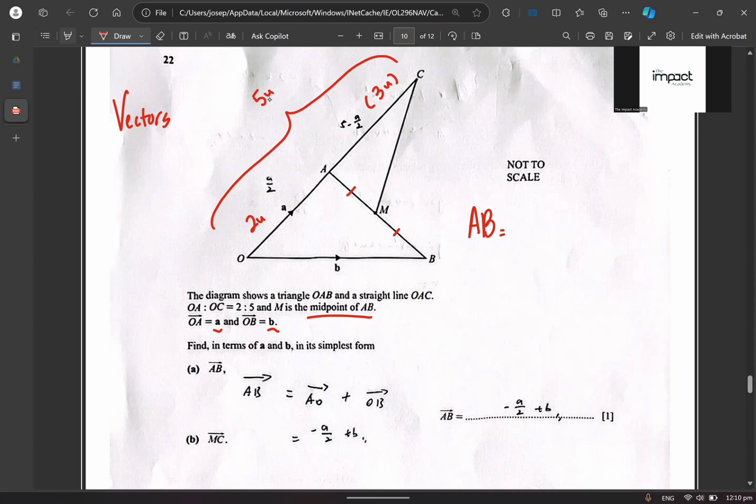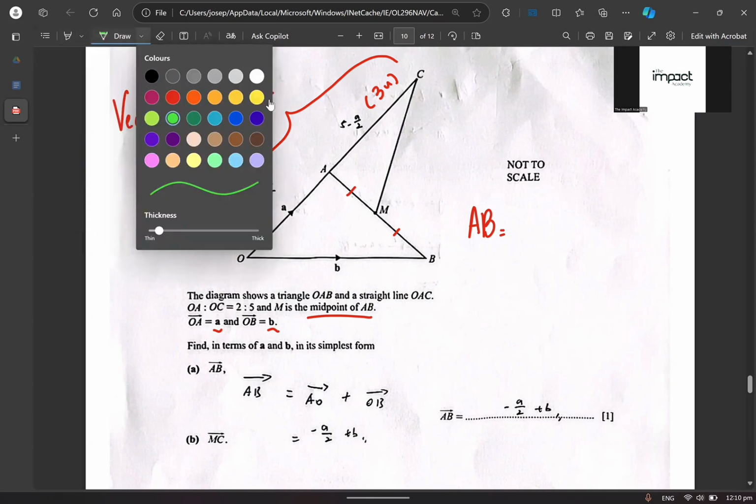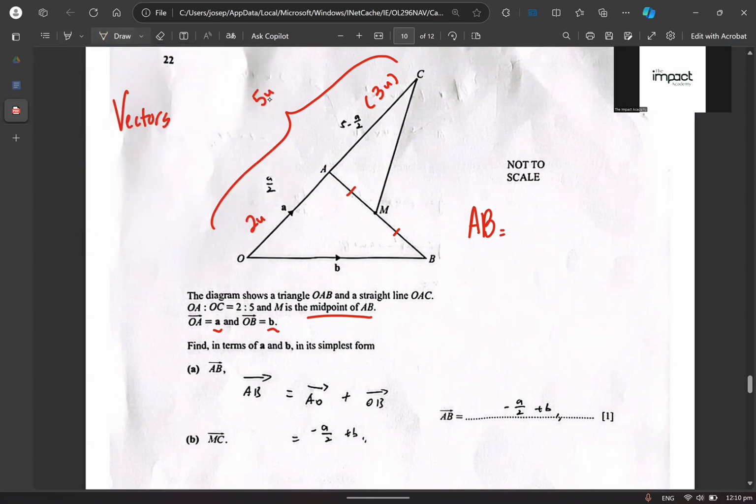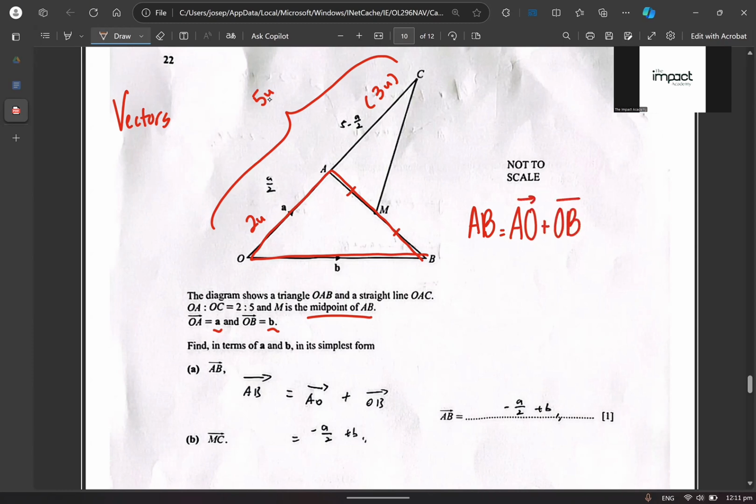Look at AB. Don't write anything first. Just listen to me first. What's AB? Where's AB first? AB is over here, right? We always use the triangle to help us. You get what I'm trying to say? Since AB is over there, you wrote AO plus OB. That's absolutely correct, right?